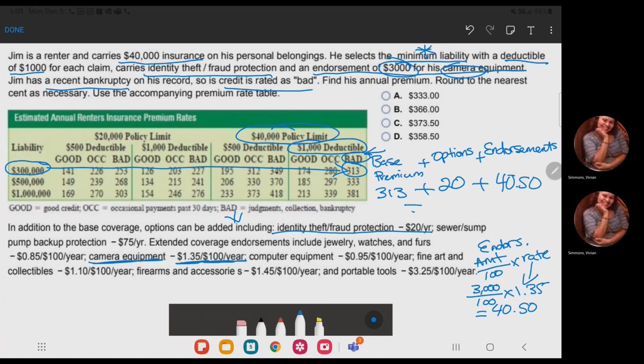So now I sum them up and I end up with the premium of $373.50, which is C.